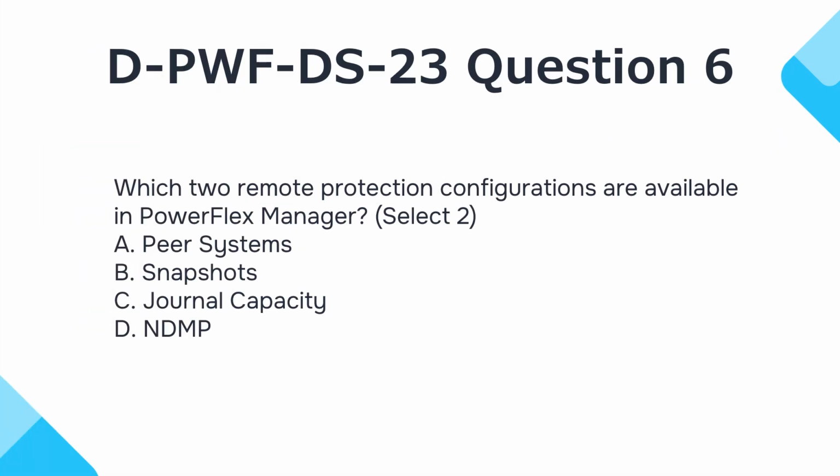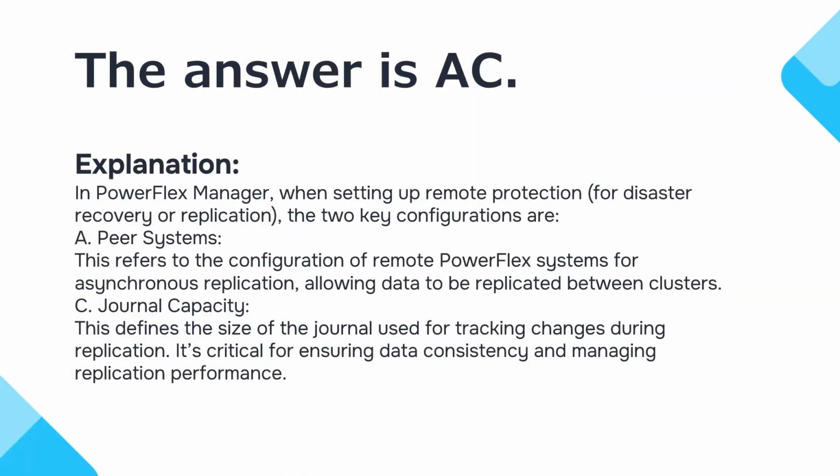Which two remote protection configurations are available in PowerFlex Manager? Select 2. A. Pure Systems. B. Snapshots. C. Journal Capacity. D. NDMP. The answer is AC.